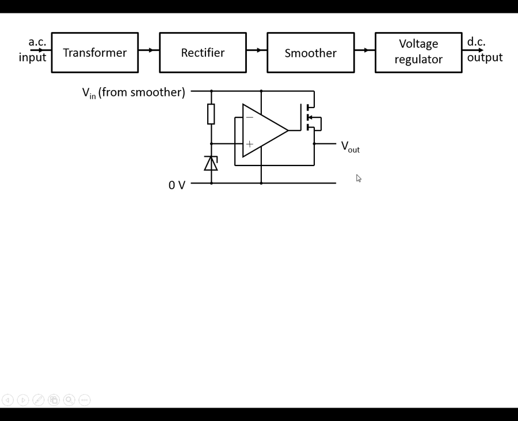And here's a sample circuit that we could use as a voltage regulator. We've got an op-amp, we've got a MOSFET, and we've got a Zener diode and a resistor. So a very simple circuit.